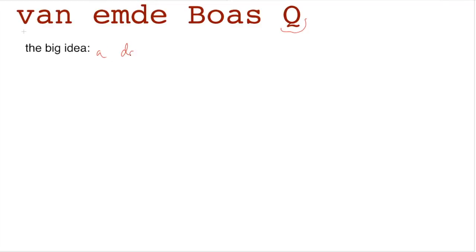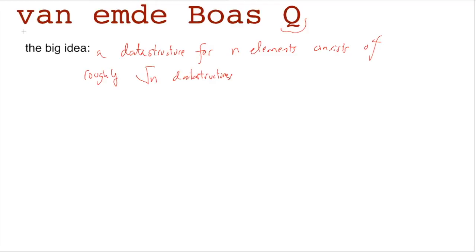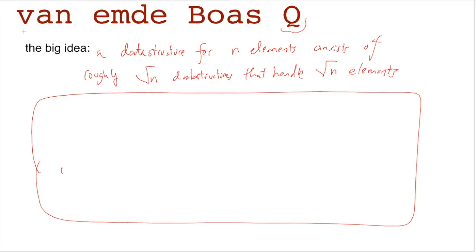So the big idea, a data structure for n elements is going to consist of roughly square root of n data structures that handle square root of n elements. So instead of having one data structure hold all of your data, what you're actually going to do is make your one big data structure consist of square root of n smaller data structures that can each handle square root of n elements. In particular, you're going to have a big data structure like this, and the universe is going to be 1 through n.